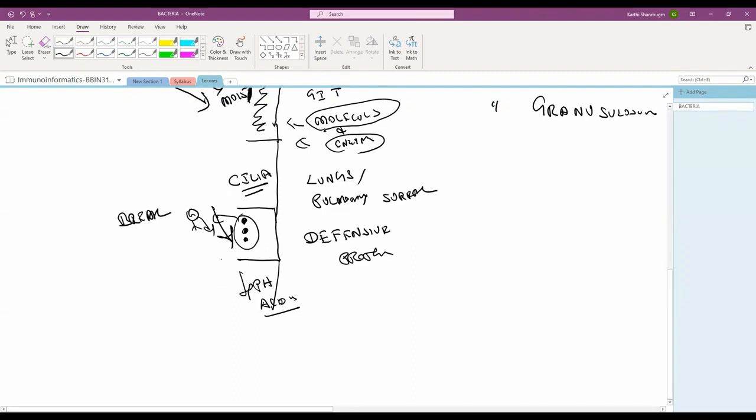Another important thing: one more thing I forgot to mention related to the mechanical barrier. You might already know this term called flora. What does it mean? What's the meaning of flora? Plants.